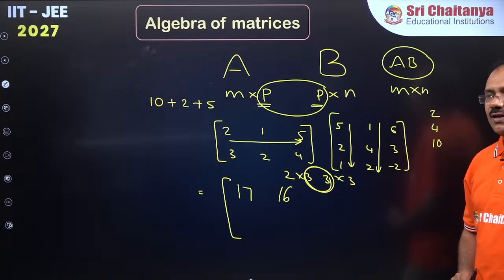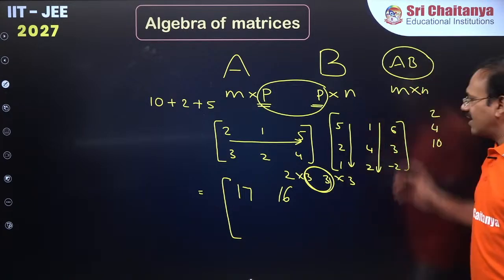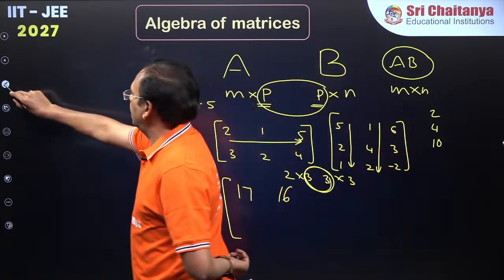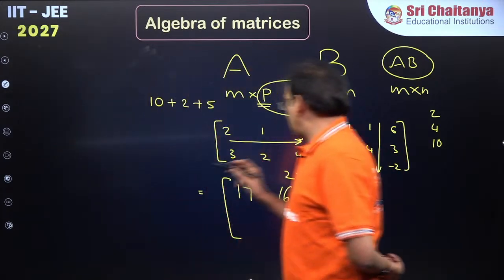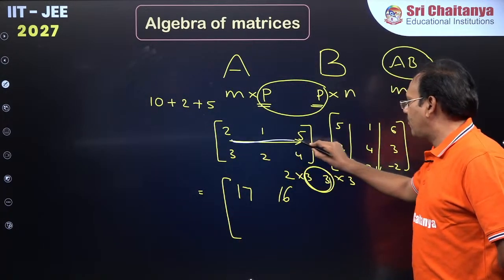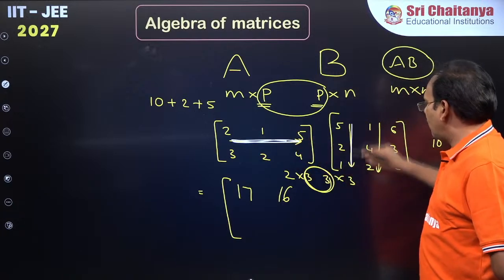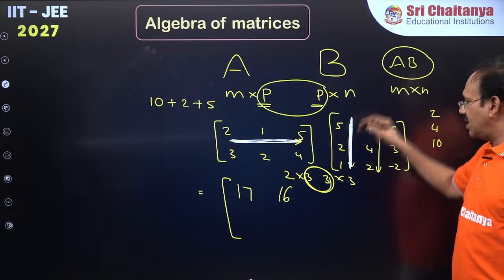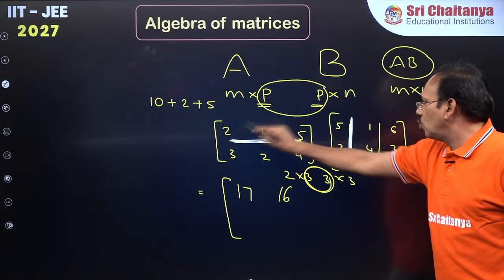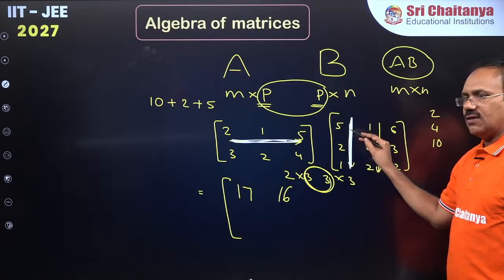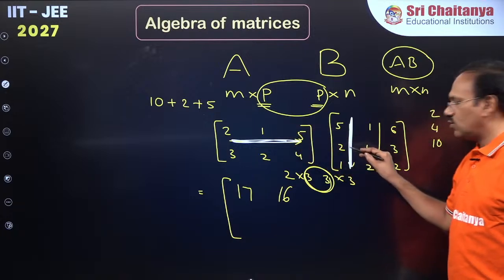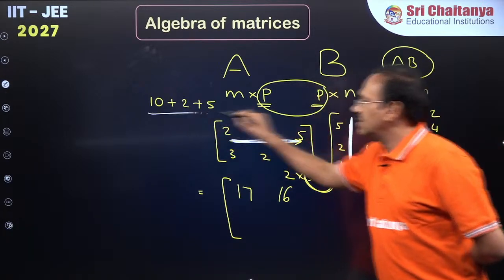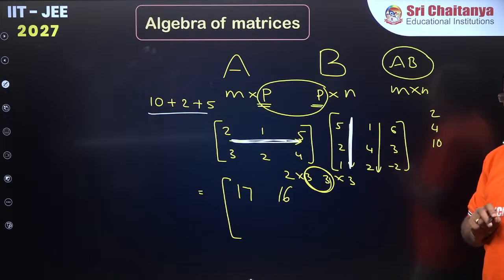How 17? Let me repeat. You see, first row, first column I have taken. First I have started batting with first row, first column. 3 numbers here, 3 numbers here. 2 into 5, 10 plus 1 into 2, 12 plus 5 into 1. Here I have written, you see, 17.